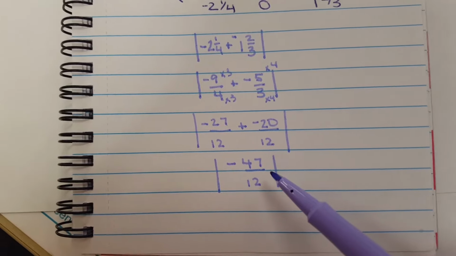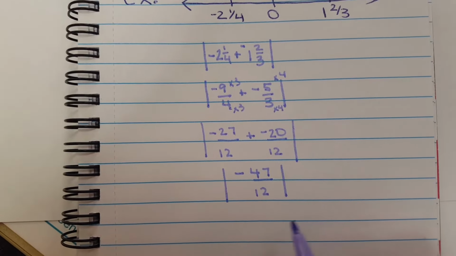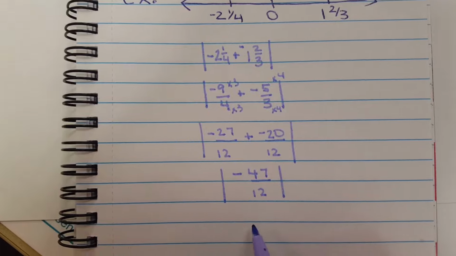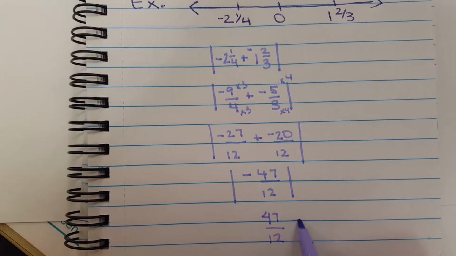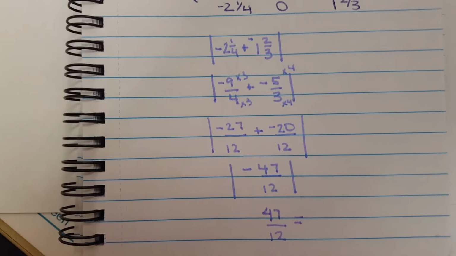So all I did while I was out of frame, because I was looking at my paper and not the screen, was once I found my common denominators, I knew to add because both of my signs were the same. So here I'm going to go ahead and I'm going to take care of the absolute value. So the absolute value of -47 over 12 is +47 over 12, and then I'm going to want to change this to a mixed number.